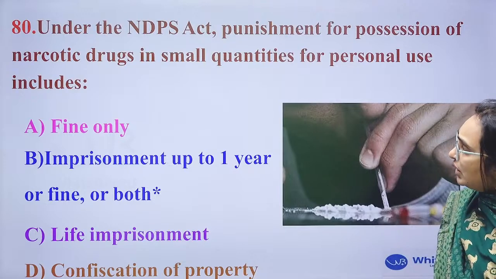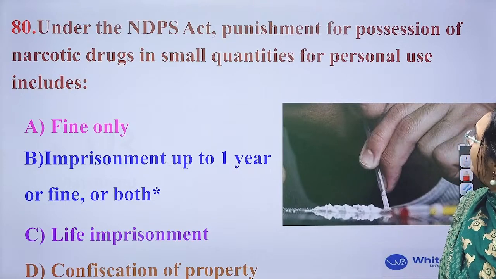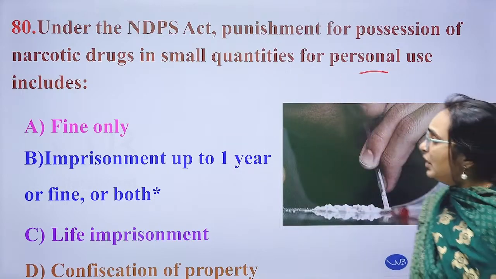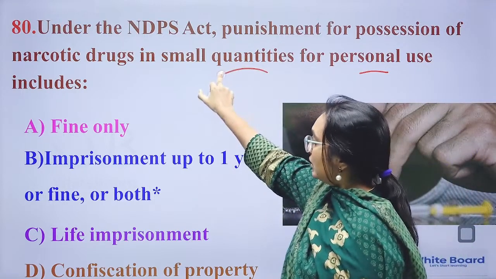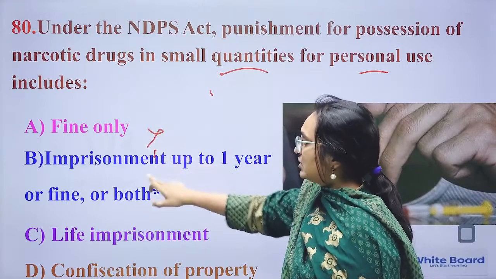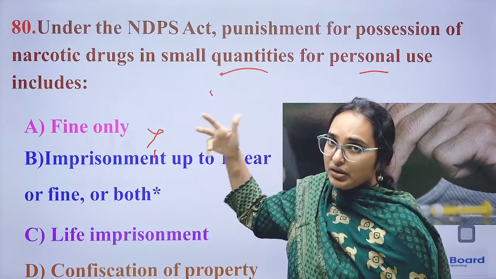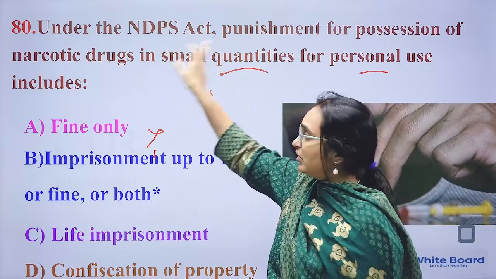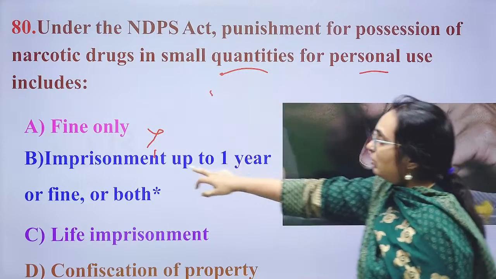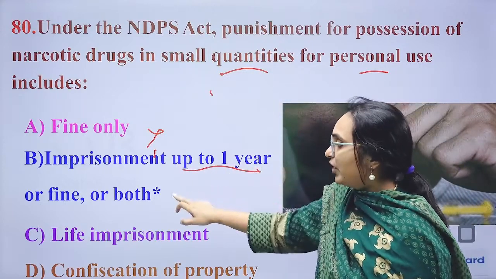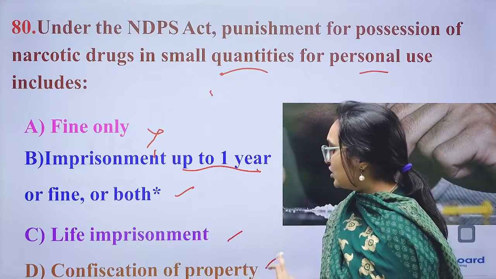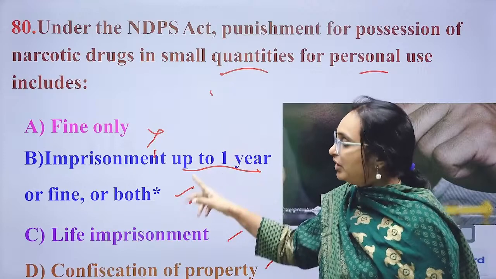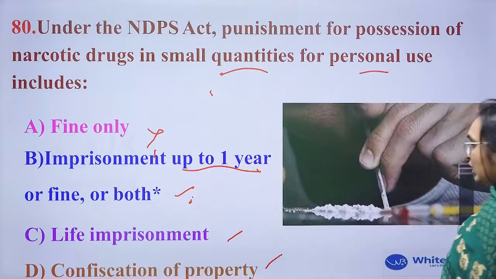Next question. Under the NDPS Act, punishment for possession of narcotic drugs in small quantities for personal use includes, irrespective of quantities, if not fine, then imprisonment. Imprisonment is very stringent in the NDPS Act. The options are imprisonment up to 1 year, fine or both, life imprisonment, confiscation of property. So here the option is B, where imprisonment and fine will be there. So the 80 option is B.